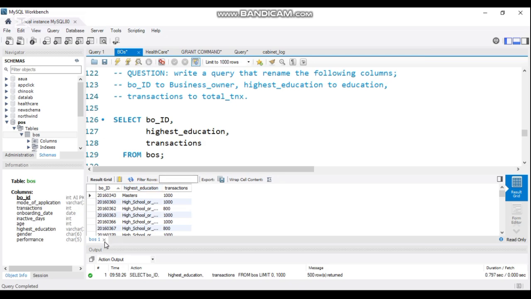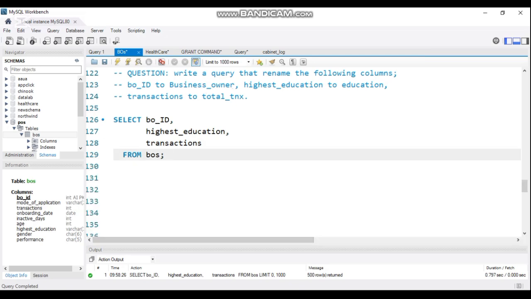Now, we will go further to look at the alias. We are going to rename them according to what we have in the question. To rename BOID to business owner. To rename highest education to education. To rename transaction to total transaction, total TNX. And to rename, the keyword is what? AS. BOID AS business owner. That's what we are going to rename BOID to. Rename it to business owner, as we have in the question. That's the first column to rename to business owner.